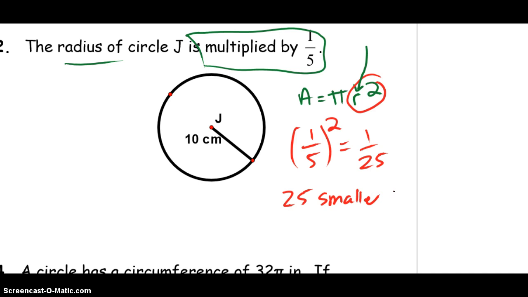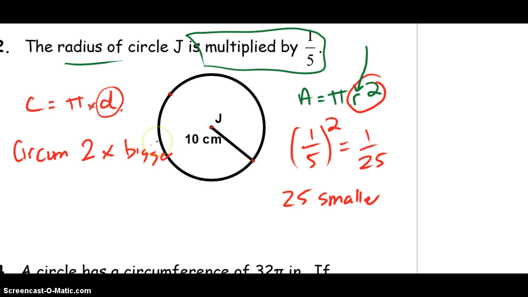Now let's consider the circumference. Well, the formula for circumference is pi times diameter. Well, let's think about this. If the radius of the circle is doubled, how does that affect the diameter? Well, the diameter is also going to be twice as big, isn't it, if the radius is twice as big? In other words, the new circumference is going to be 2 times bigger. But in this question, we're not doubling it, are we? We're taking the radius and we're multiplying it by 1/5. So in this case, your circumference is going to be 1/5 of the original circle, or 5 times smaller.